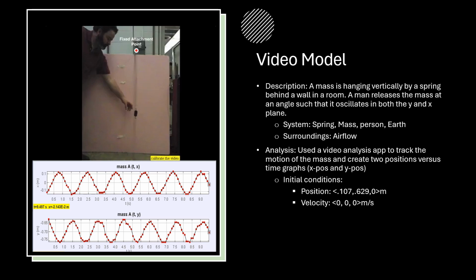Then I used a video analysis app to track the motion of the mass and create two position versus time graphs for both the x position and the y position, where I found the initial position to be 0.107 and 0.629 meters, and the initial velocity, which is just 0.